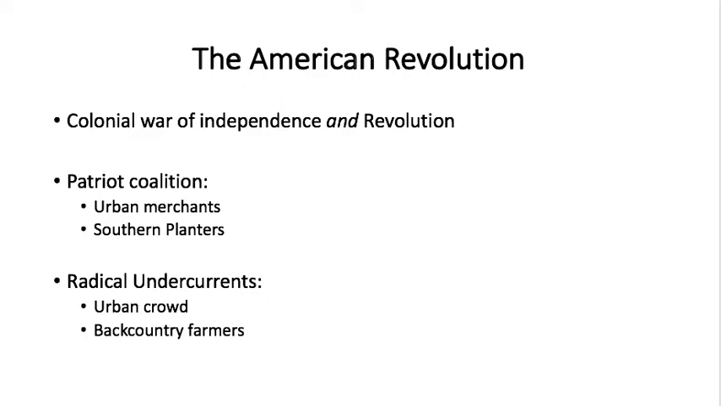We're going to look at the Patriot Coalition. As I said earlier, the Patriot Coalition is really, again, if we look at the theme of these bourgeois liberal capitalist revolutions, it's property owners that are leading it. And in the case of the Americans, it's these urban merchants and southern planters, right, southern slave owners. And of course, just like in the English Revolution, there is a radical undercurrent. There's an urban crowd in the northern cities like Philadelphia, New York, and Boston, and a kind of backcountry farmers that want to exist independent of the market in that sense, want a more subsistence lifestyle.